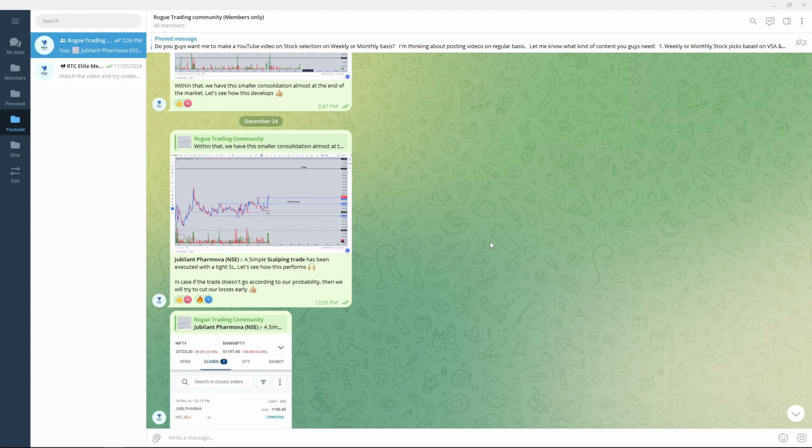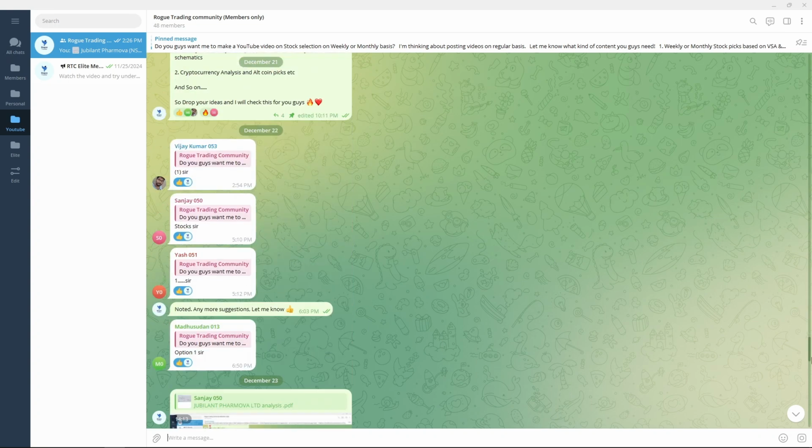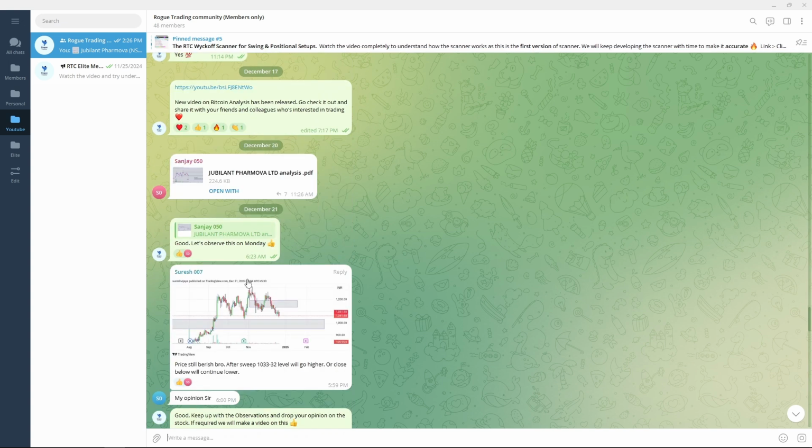This stock was actually selected by one of the community members, Sanjay. He's the person who selected the stock, and he shared his analysis on 20th of December. Community members usually share their stocks here in the community as well as personally to me, and they ask opinions about the live market scenarios of different stocks or different charts out there.